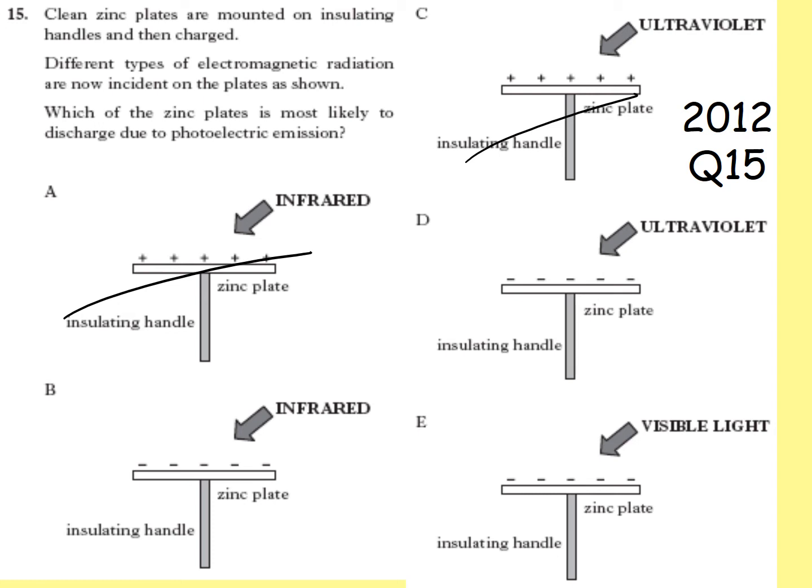Well, with B, we've got infrared radiation, not a high enough frequency, so B is out. For the same reason, E is out, because E is visible light, and that's not a high enough frequency. So our answer is D. We have a negatively charged plate which can discharge, and ultraviolet light which has a high enough frequency.